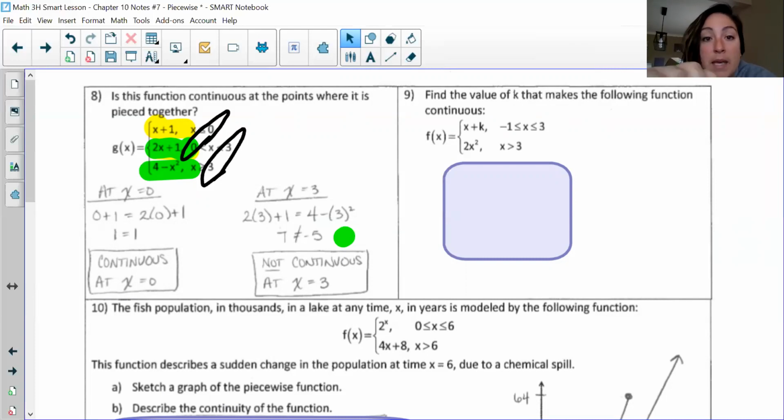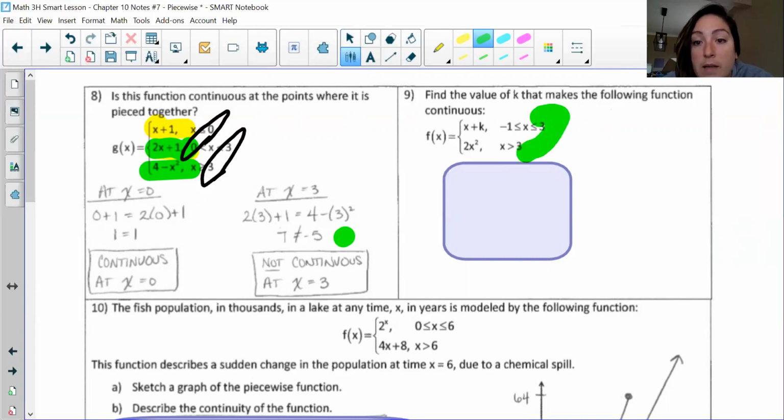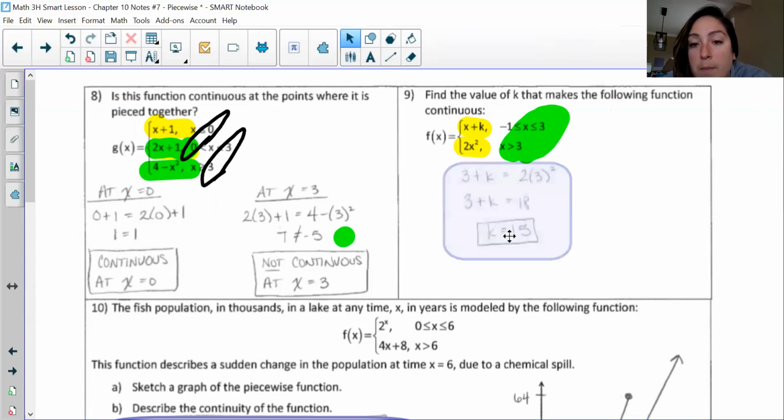Number 9, find the value of k that makes the following function continuous. So that means that when these are pieced together, so at x equals 3, we want these two function values to equal each other. So that means that we want 3 plus k, because again, x is 3, equal to 2 times 3 squared. So we end up getting k to be 15.